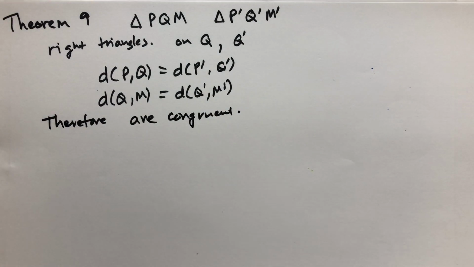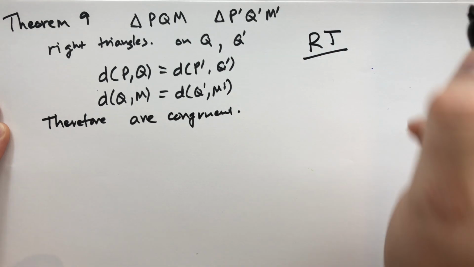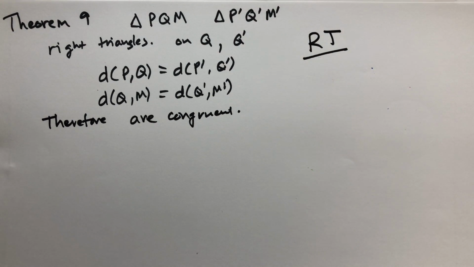You might recognize this as the assumption RT, where we assume that two right triangles with the same lengths of legs are actually the same. Okay? So if you recognize that, congratulations. We're going to prove it now, so we don't need to rely on this assumption anymore. We can actually go back and prove it.